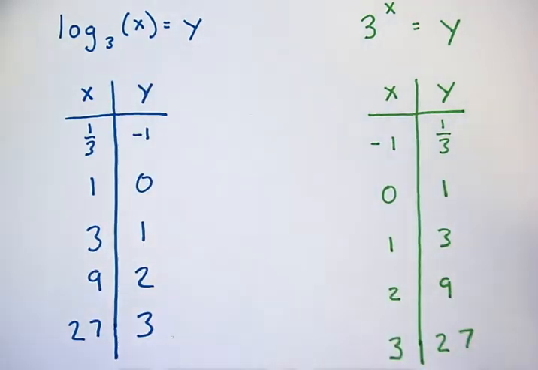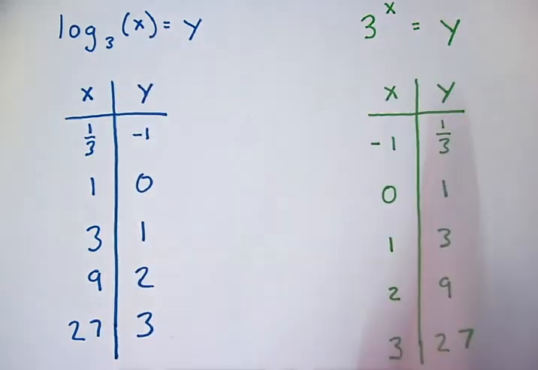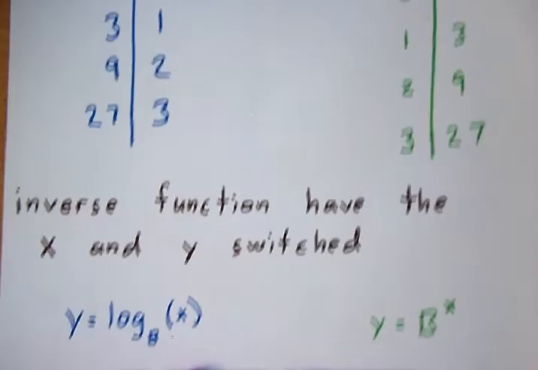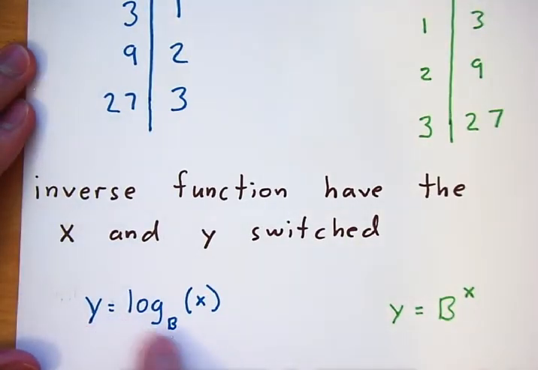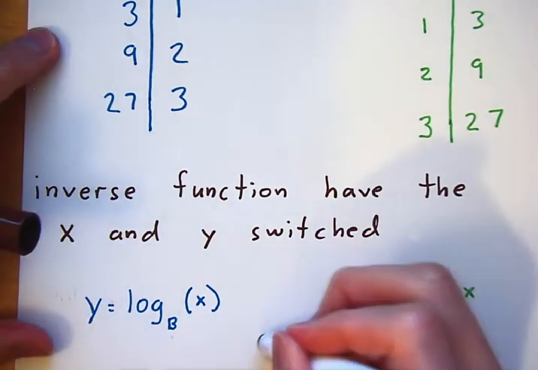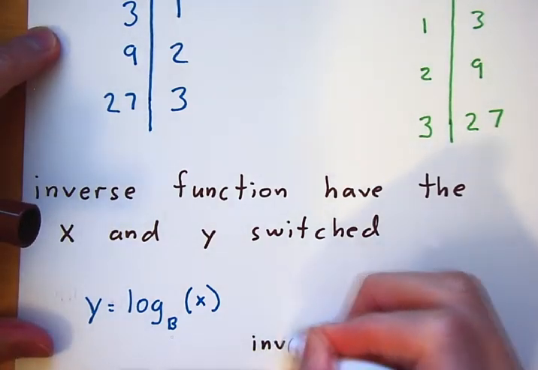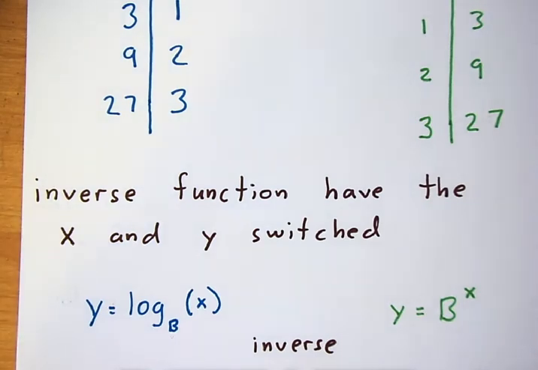If we're going to generalize this to logarithms in general and exponential equations in general, then you have this. So y is equal to log base b of x is an inverse to y equals b to the x. Pause the video, take notes. When you're ready, hit play.